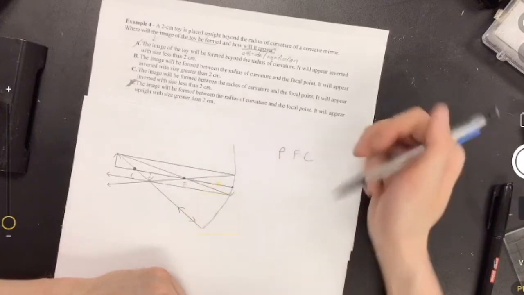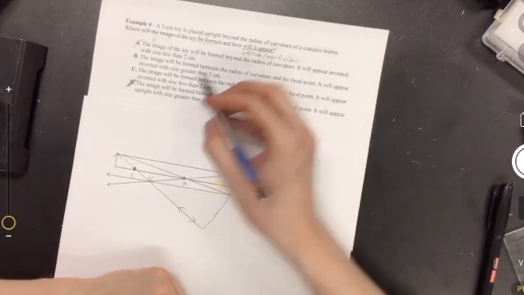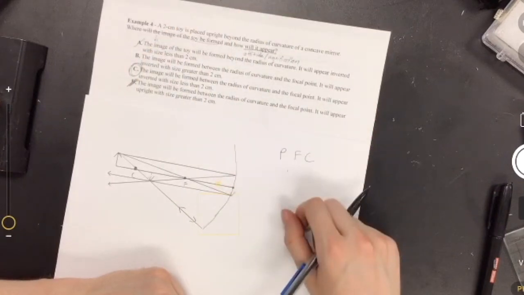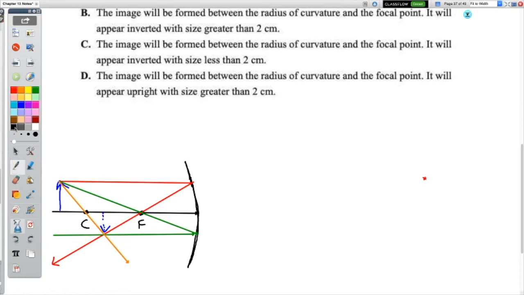It's definitely not bigger. Okay, inverted with size less than 2 centimeters, because 2 centimeters was the height of the object. But to check with our mirror equations, we're going to have to do a little bit of thinking right off the bat. Remember the radius, where the center of curvature is, the radius of curvature is by definition twice the focal point. It's 2 times the focal point.